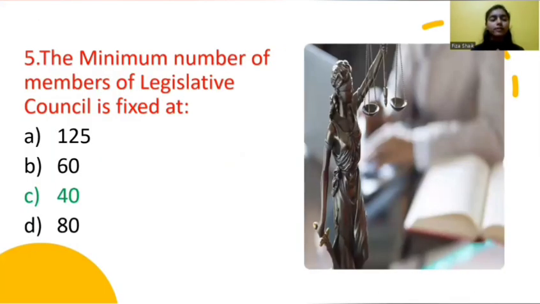Question number 5. The minimum number of members of Legislative Council is fixed at option A, 125, option B, 60, option C, 40, option D, 80. So the minimum number of members of Legislative Council is fixed at 40.